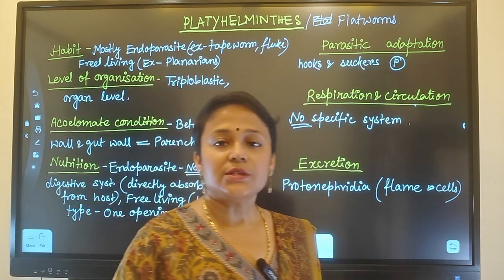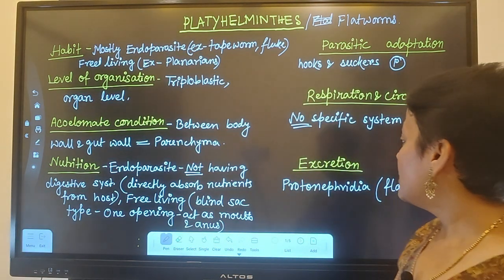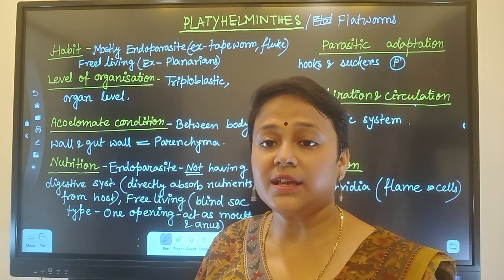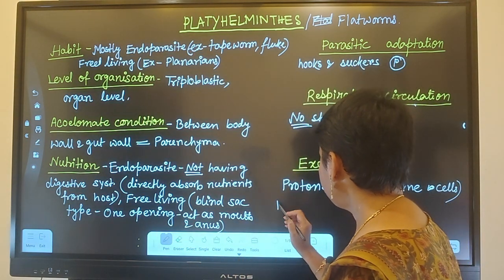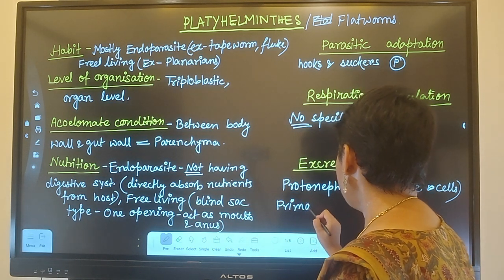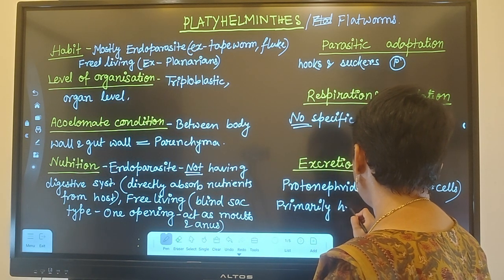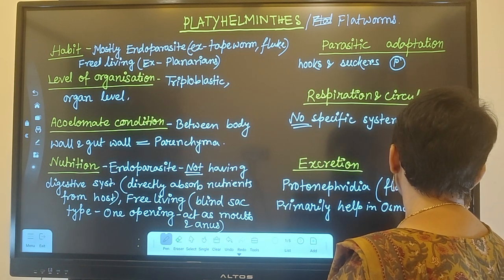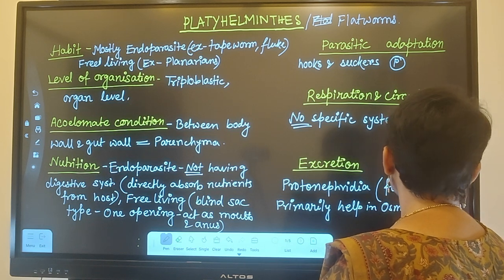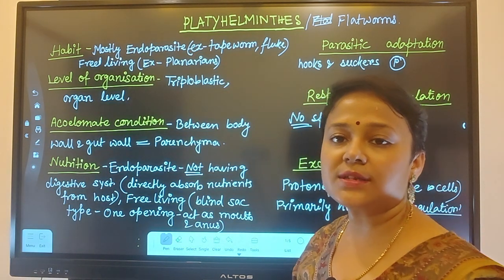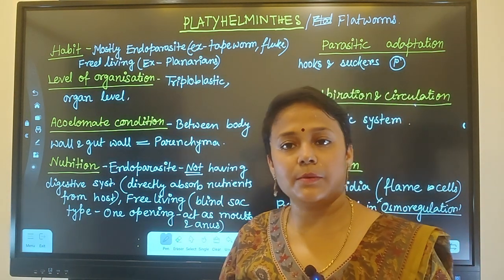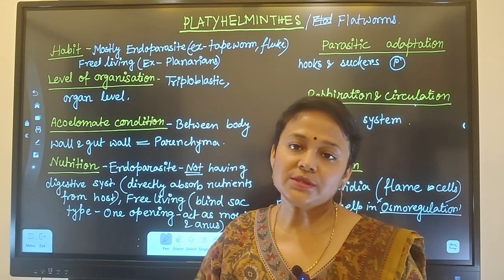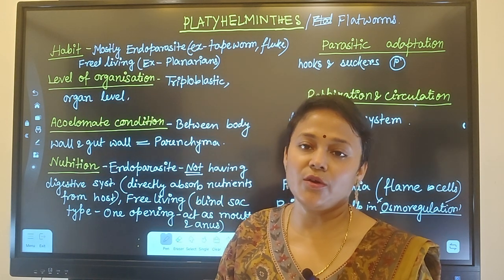the body. So flame cells primarily help in osmoregulation, and secondarily help in excretion. Osmoregulation means the salt, ion or water balance in the body. If there is any excess ion or excess water, it has to be removed from the body, right? That balance is maintained by the protonephridia or flame cells.